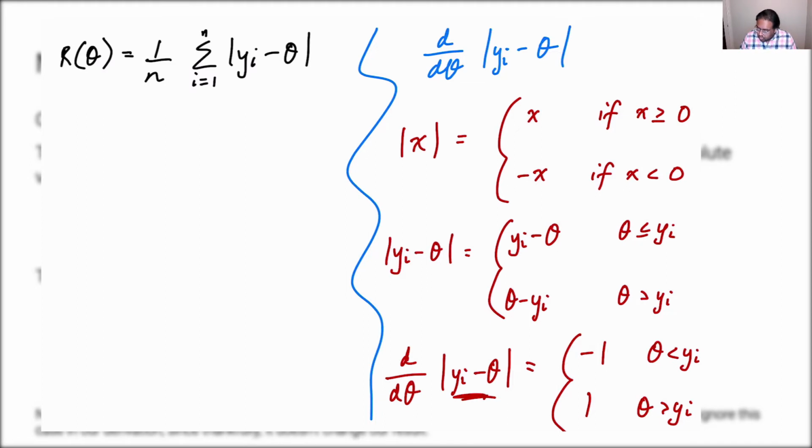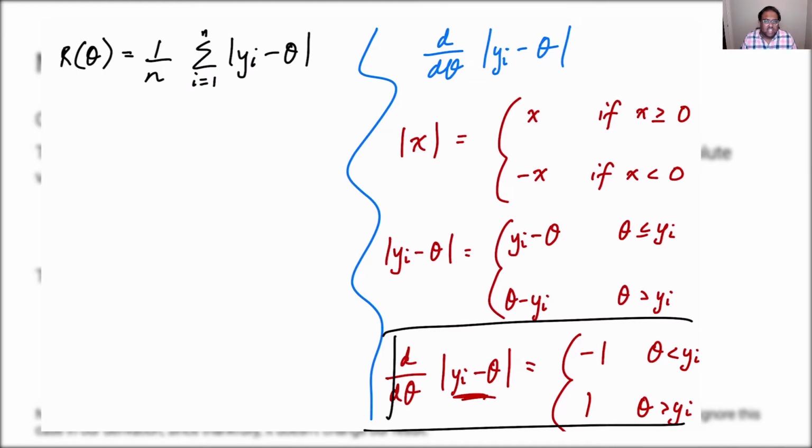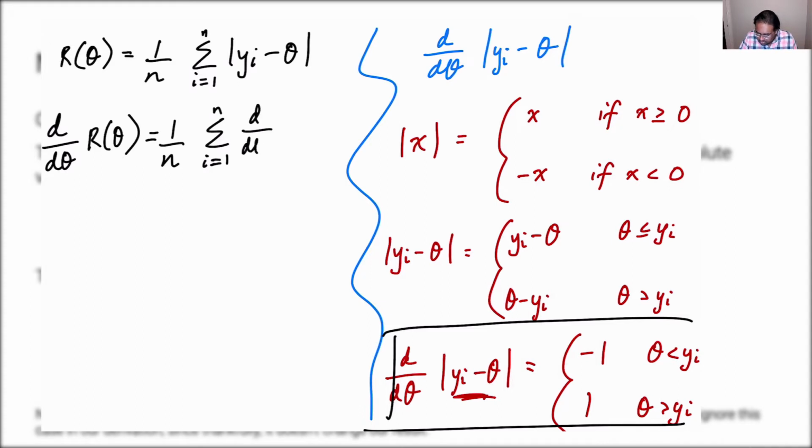And so now we know what the derivative of our loss for a single point is, and we can plug that in to the derivative of our average loss. Taking the derivative of our average loss with respect to theta, once again, gives us 1 over n times the sum of these pieces. So it's the sum of the derivatives of the absolute value of yi minus theta.